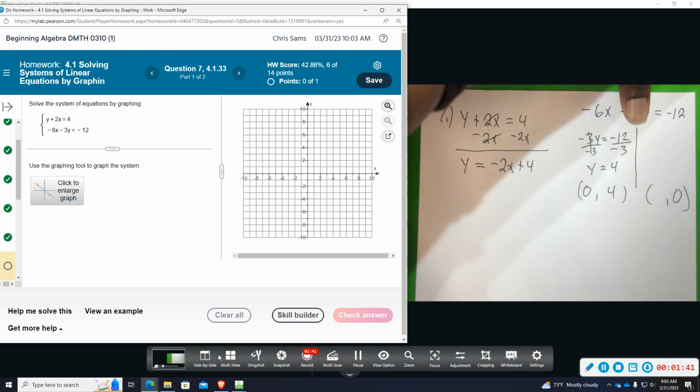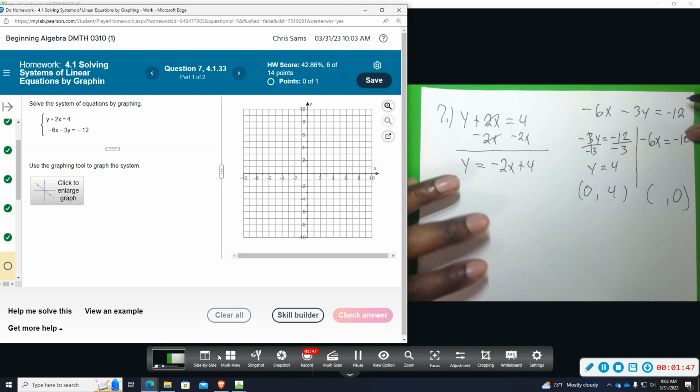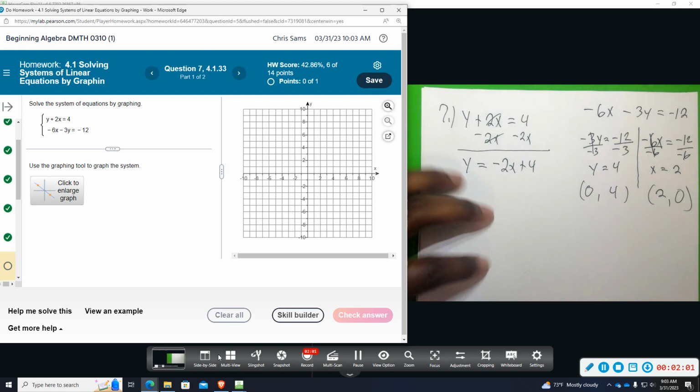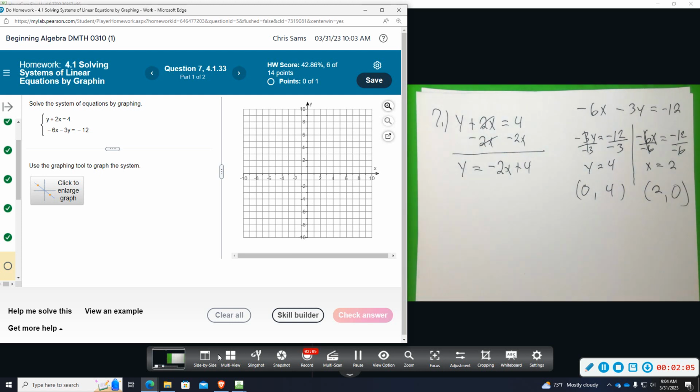And then we're going to plug a 0 for the y value. That goes away. So we have negative 6x equals negative 12. We are going to divide by negative 6. And that gives us x equals negative divided by negative again is positive. 12 divided by 6 is 2. So I'm going to graph slope-intercept form. I'm going to graph ordered pairs.